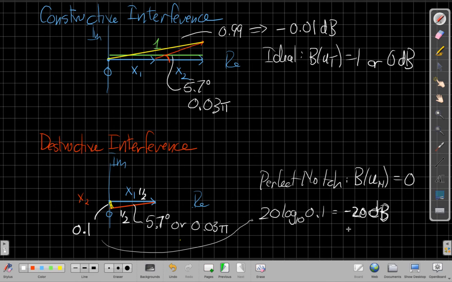And so one of the takeaway messages conceptually from this is that these non-ideal features, these imperfections or perturbations, are much more dangerous to destructive interference than to constructive. Or maybe said another way, destructive interference is much more fragile, numerically speaking, than constructive interference. Okay, so that's the conceptual big picture.